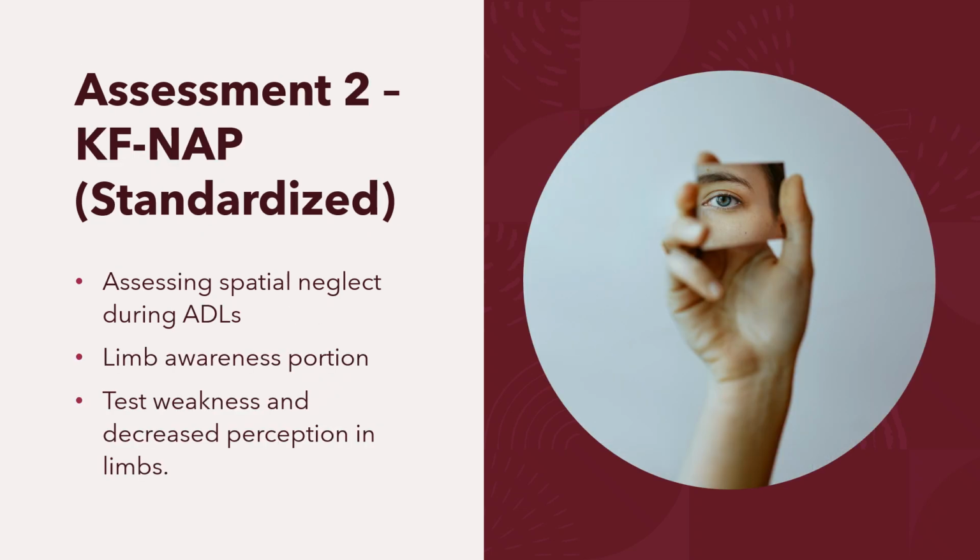Our second assessment was the KF-NAP. We chose the limb portion because it allows OTs to observe the patient throughout the session and focus on how much the patient attends to their affected side. This can be beneficial in right CVA patients who may have significant weakness in the left arm and leg, but may ignore the limbs or have decreased perception of the affected limb.